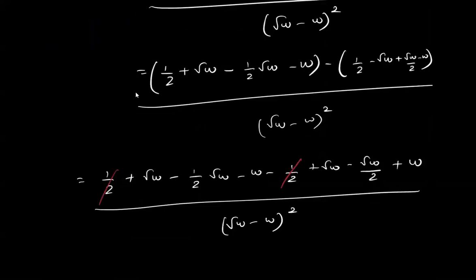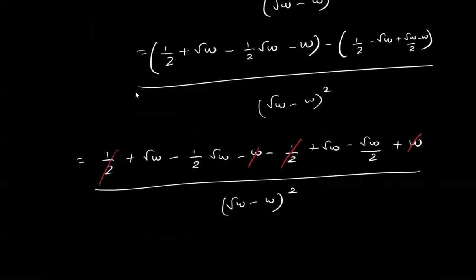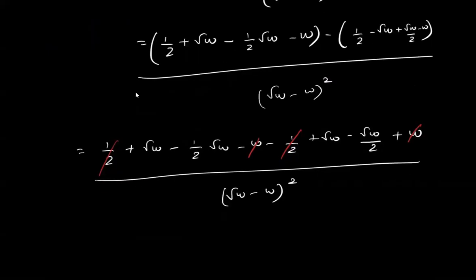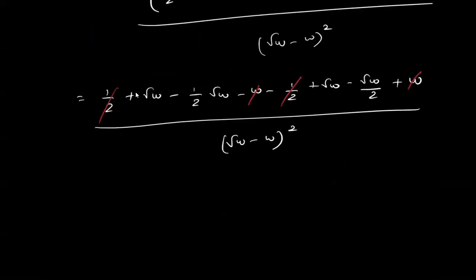The half and the half goes away. This and this goes away. So then what happens is root w minus 1/2 root w is half root w. There is another half root w. So together they just make root w. And this is my final answer.